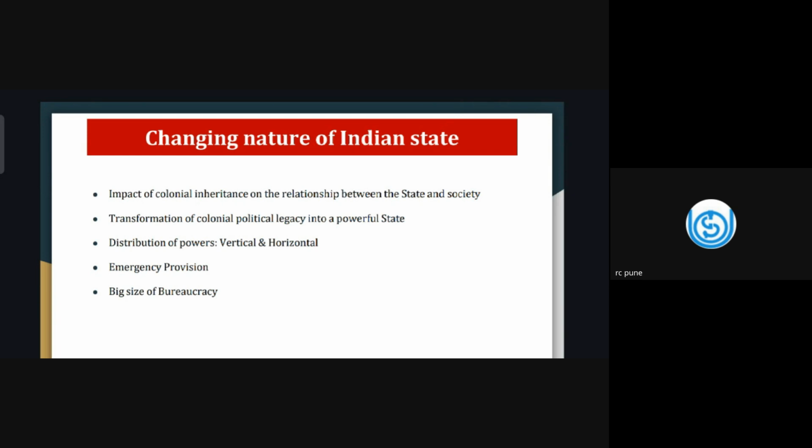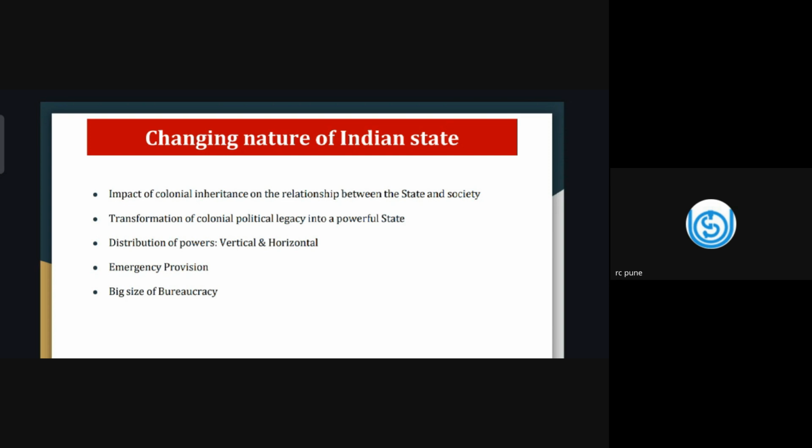Again, the second category, which is horizontal distribution of power, the term which is given by Montesquieu, wherein whatever powers are given to the center, those powers will not reside with one agency. Rather, they will be divided into three further agencies, that is legislature, executive, and the judiciary.